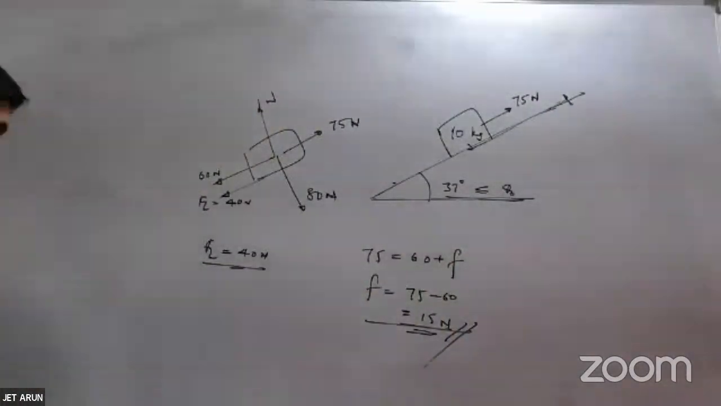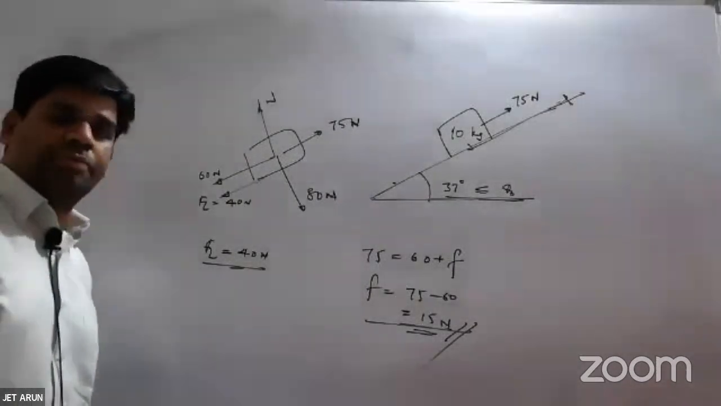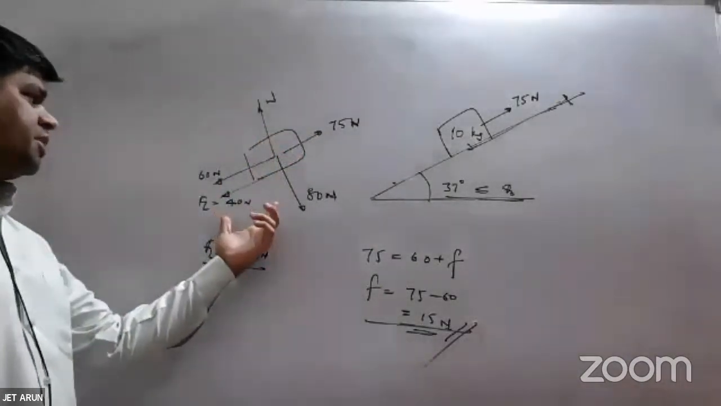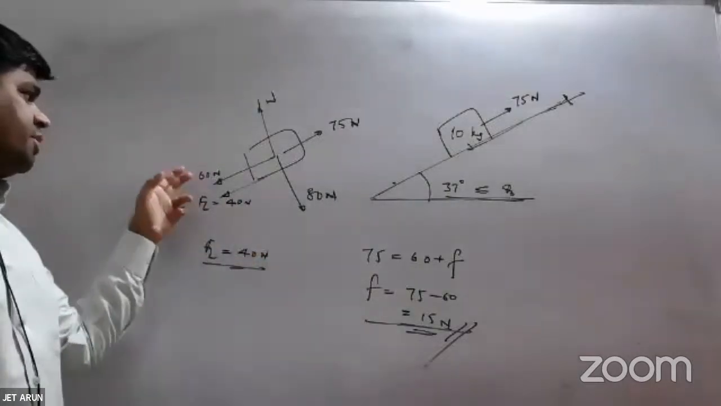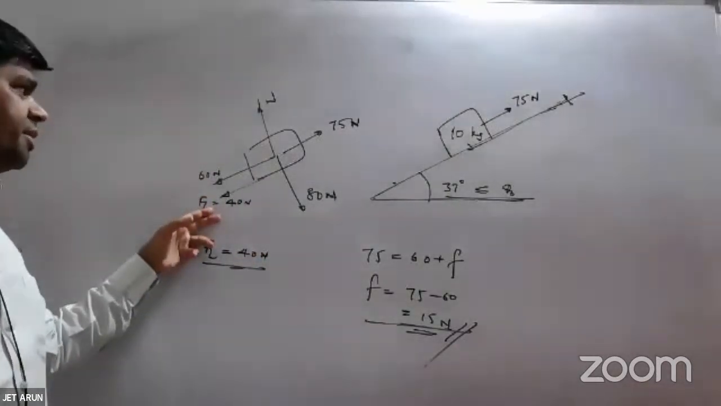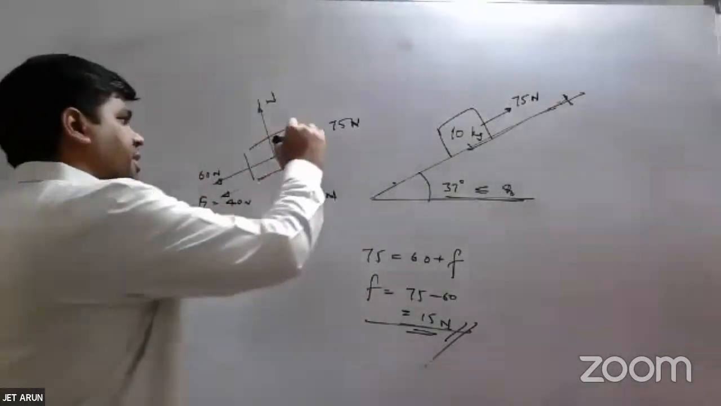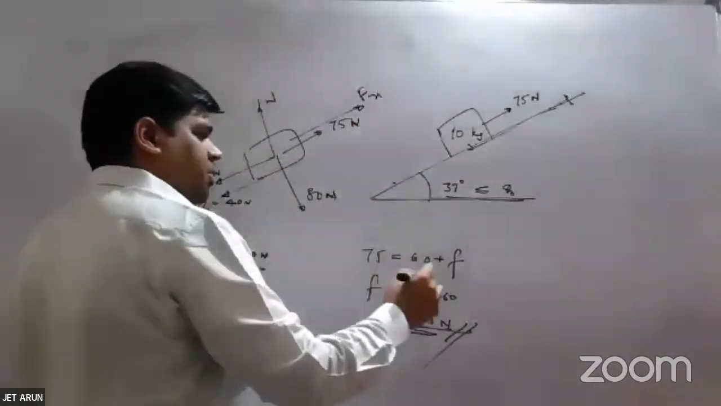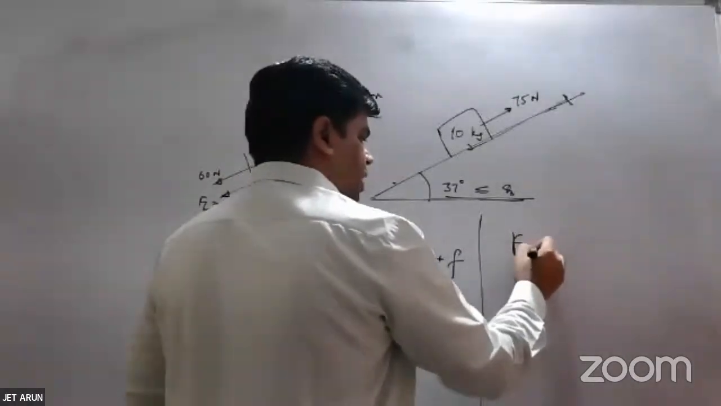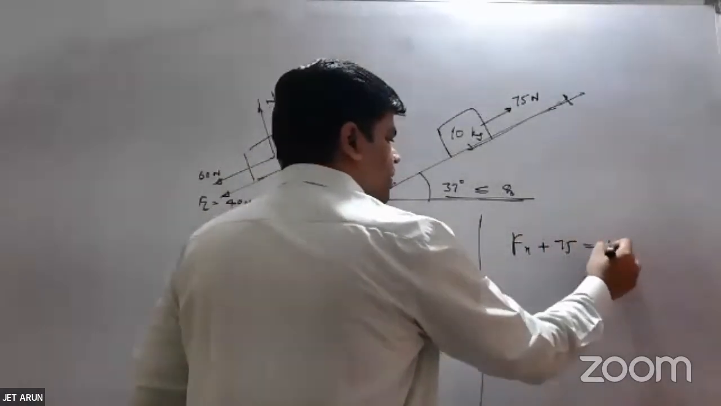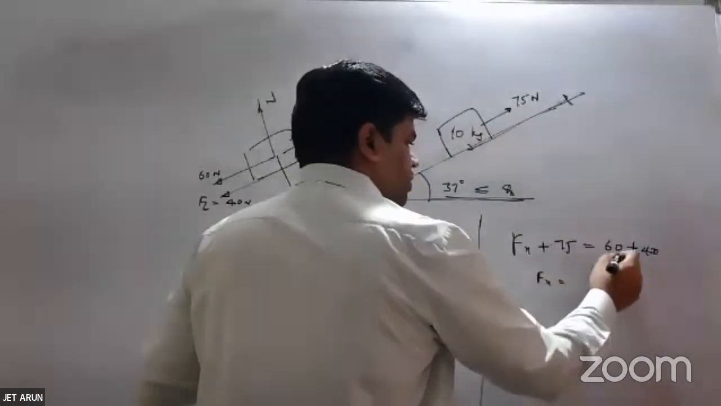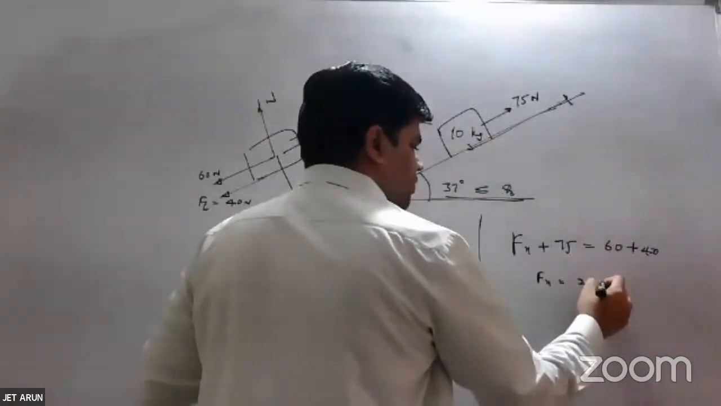The second part of the question is to find out the additional force required for the particle to move up the plane. So for it to move up the plane, my friction should reach the limiting value of 40. So net force down the plane will be 60 plus 40, 100. Let that additional force be Fx. So I'll have Fx plus 75 is equal to 60 plus 40. So Fx is equal to 100 minus 75, which is 25 Newton.